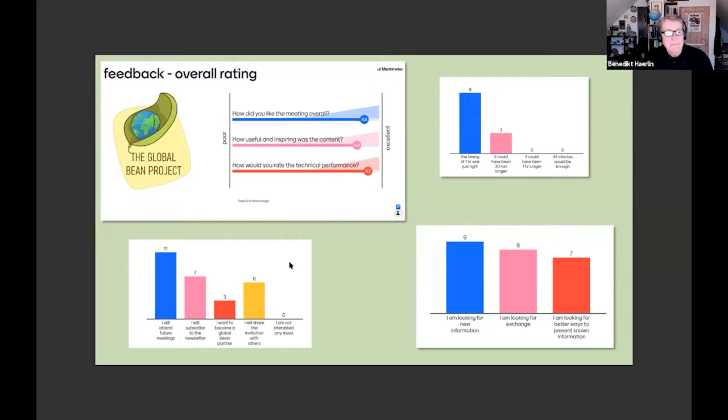Very many are looking for new information, looking for exchange, and some also are looking for ways to better present already known information. These are the three areas in which we are active.